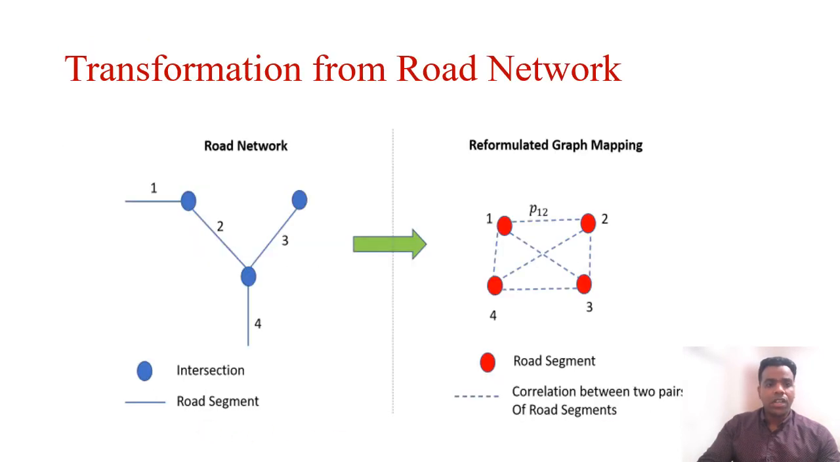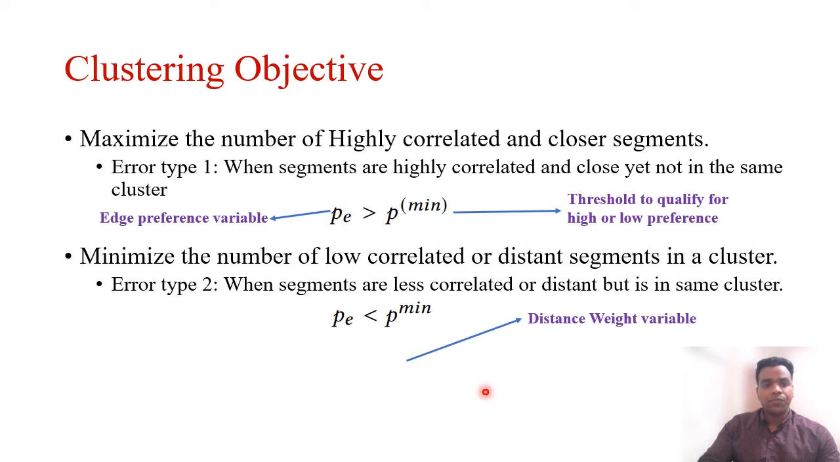Now let's look at what is the transformation we are talking about. If we have a road network with 4 segments, after transformation, we can get a complete graph. And in this complete graph, we'll consider the edge weight as correlation values. If the correlation values are less than some threshold, we will remove that edge from our consideration. This will reduce our computational complexity.